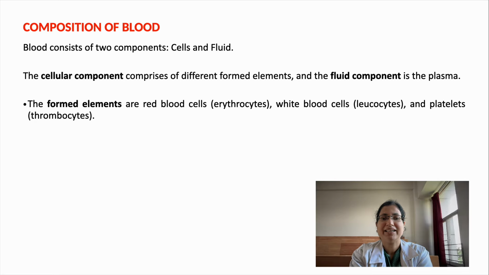So the form elements are red blood cells, erythrocytes, white blood cells, leukocytes, and platelets, that is the thrombocytes. So these are the form elements. Another name for red blood cell is erythrocyte. Erythro is a Greek word meaning red, and leuko is a Greek word meaning white. And another name for platelets is thrombocytes.